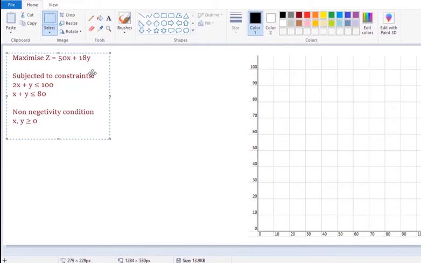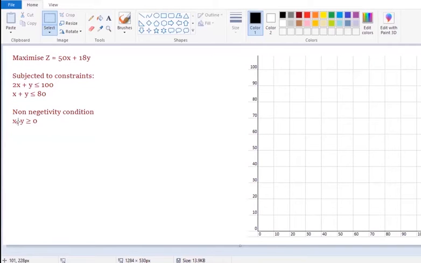What you see here is our problem. We need to maximize z equal to 50x plus 18y subject to the constraints 2x plus y less than or equal to 100, x plus y less than or equal to 80, and there is a non-negativity condition: x and y greater than or equal to 0.